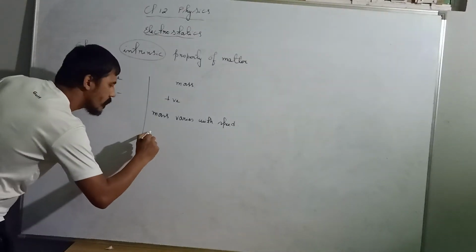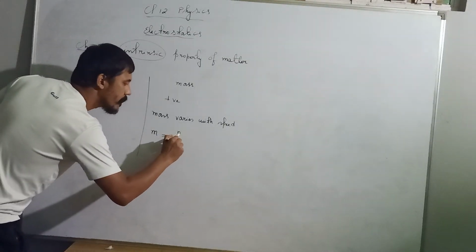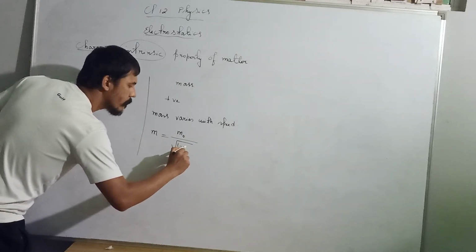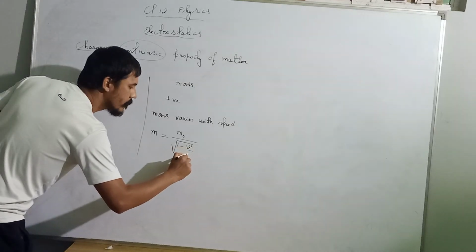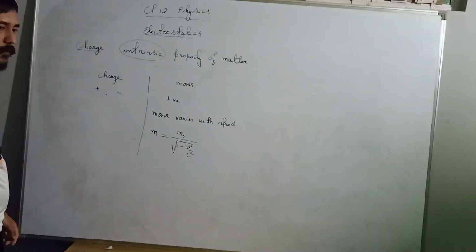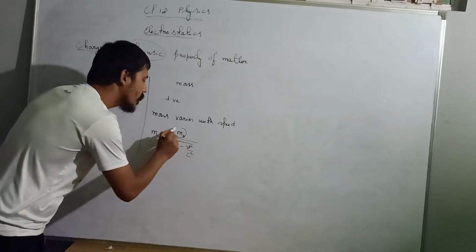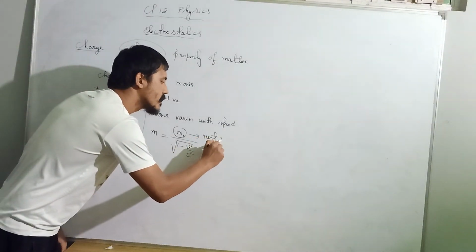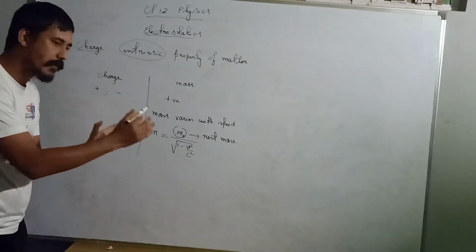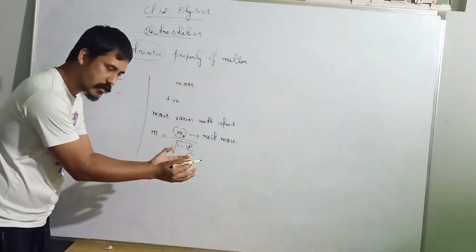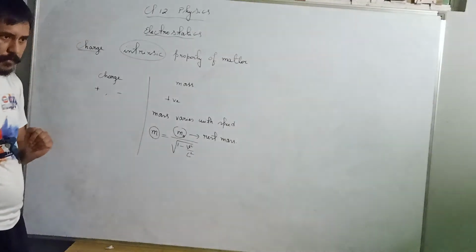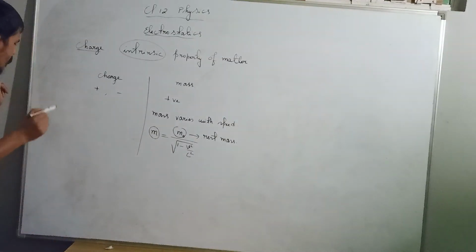Relativistic mass. M is given by m naught upon square root of 1 minus v squared upon c squared. This is the relativistic formula for mass. Here m0 is the rest mass. Rest mass means the mass of an object at rest. And this m is the mass of an object when it is moving. Is it all right?